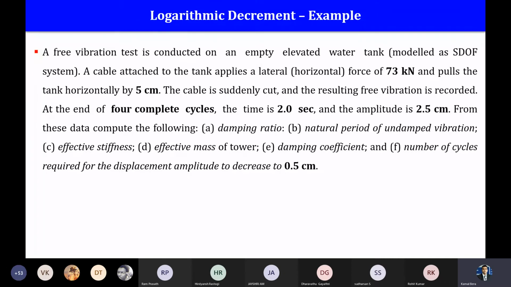So you understood, right? To complete 4 cycles, it requires 2 seconds. And after 4 cycles, it becomes 2.5. Initially it was how much? 5, right? Because I have given the initial amplitude of 5 centimeter. After 4 cycles, that means after a time of 2 seconds, it comes to 2.5 centimeter.